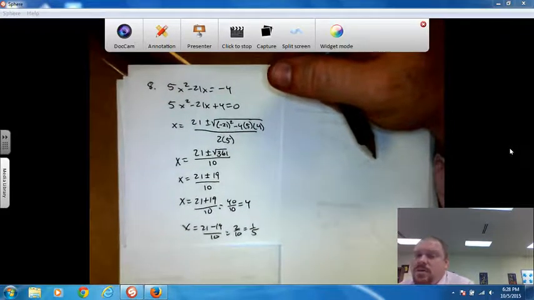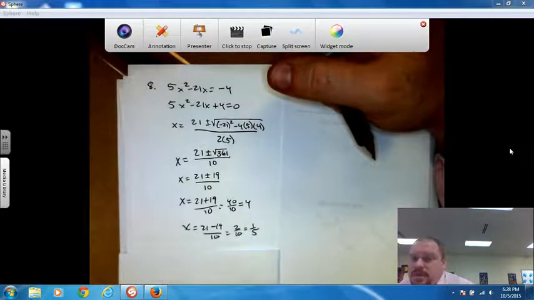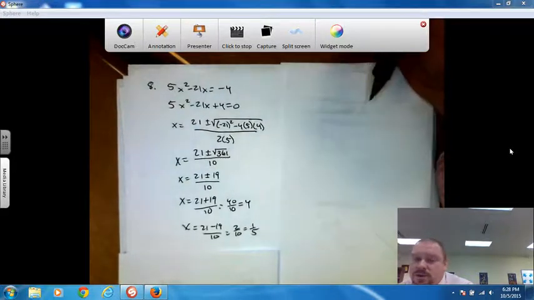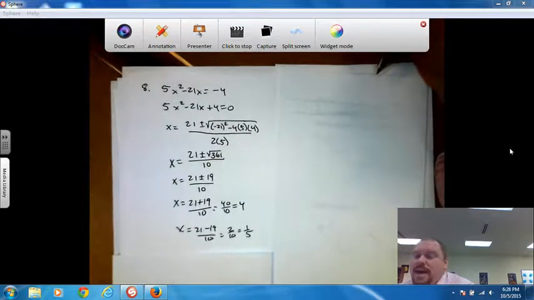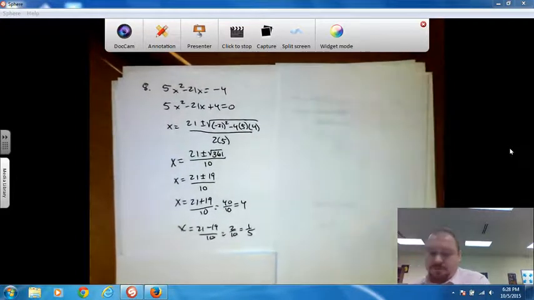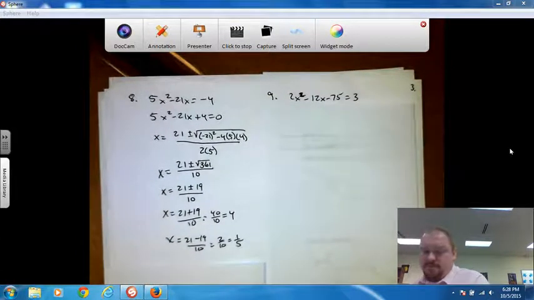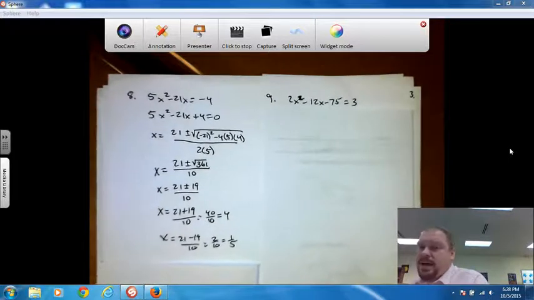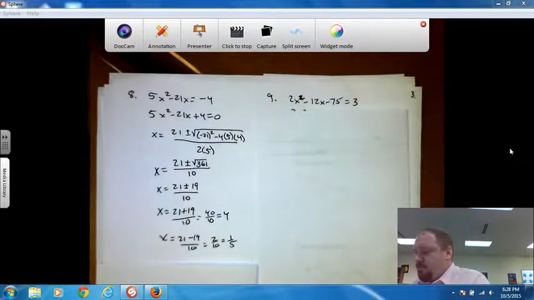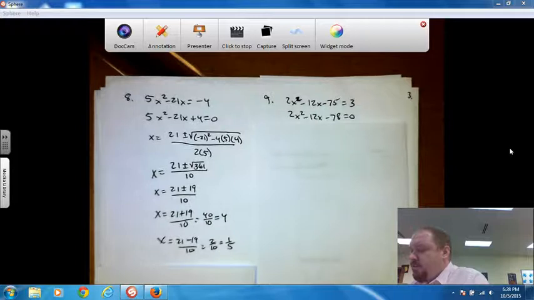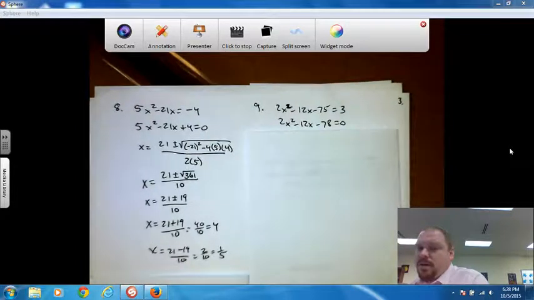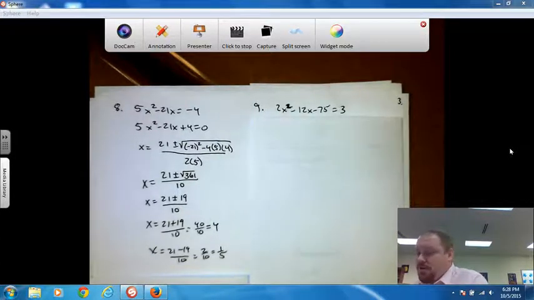So this one we could have definitely factored. And I know that because I have rational solutions. Rational meaning if I had to, I could write it as a fraction. Lastly, number 9. Okay, again, I need to get one side equal to 0. So I subtract 3 from both sides. Now, I suppose if I had to, I could divide everything by 2 and go from there. That middle number is even, so if I wanted to, I could complete the square.